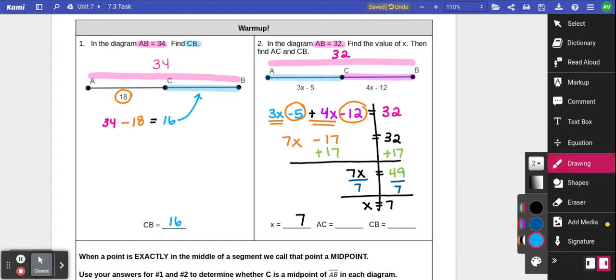In order to find the length of AC, I'm going to use this expression, and I'm just going to plug in the number 7. So 3 times 7, because now I know that x is 7, minus 5, which gives me 16. To find the length of BC, which is this expression right here, again, I'm just going to go ahead and plug in the number 7. So 4 times 7 is 28, minus 12 is also 16. This is a quick warm-up review of what we did last time when you guys were here in class.